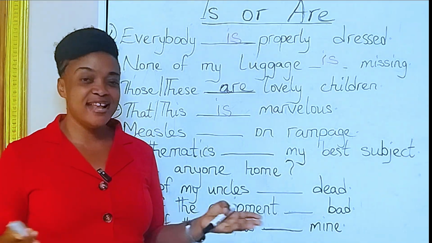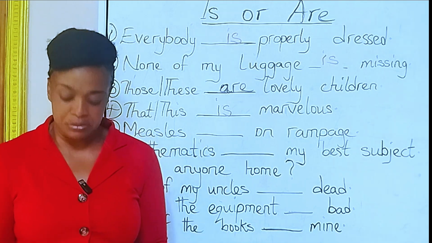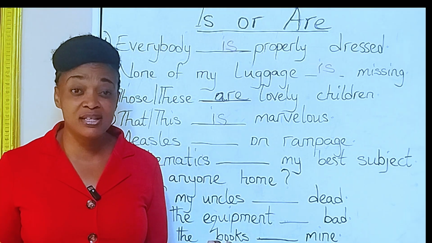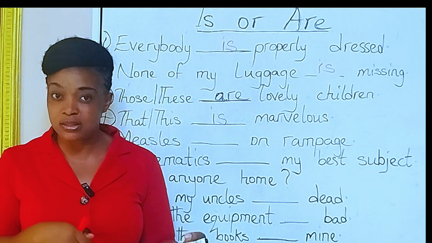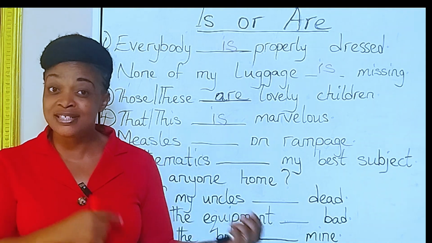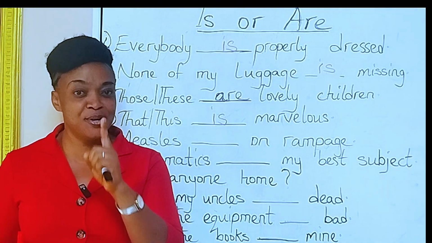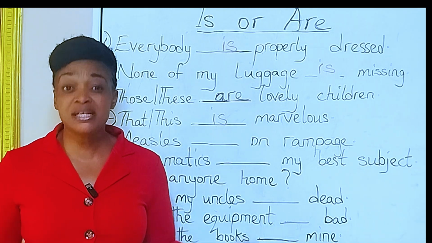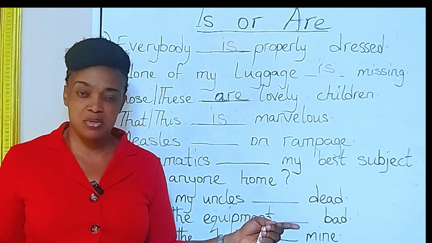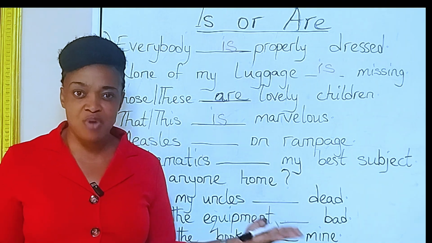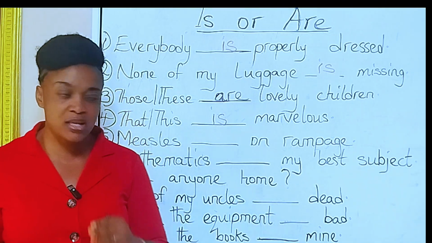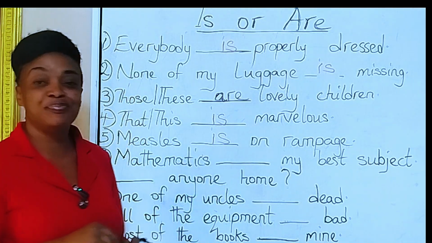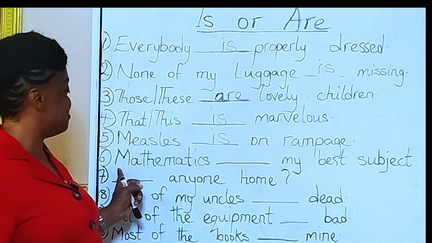Number 5, measles. Whenever you have a sickness, measles, mumps, think of any disease that ends with S, you don't see it as plural. It is still a singular noun. So, you don't say measles are on rampage now. No. Neither do you say mumps are on rampage now. No. You rather say measles is. Good job. And we go to number 6.